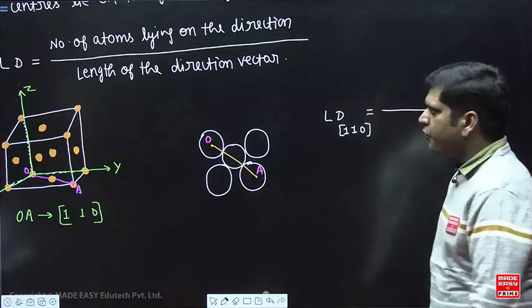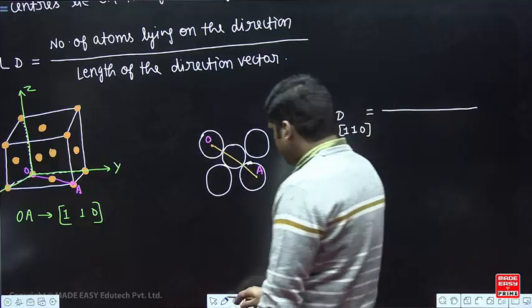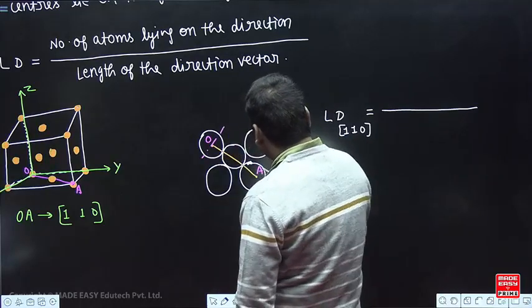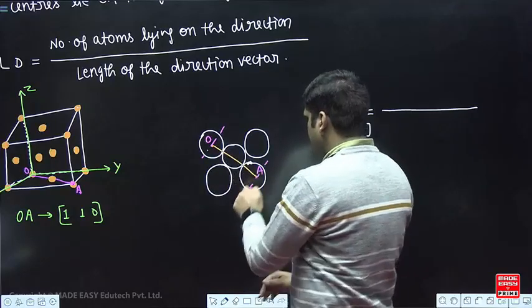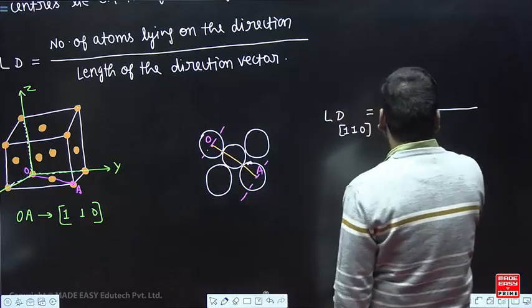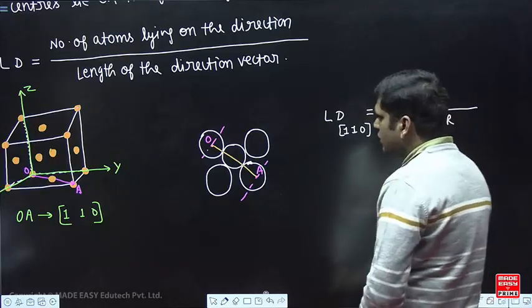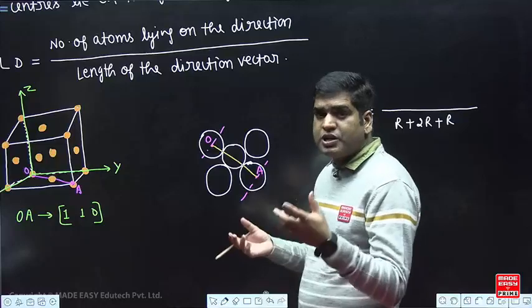First of all, find out the length of the vector, otherwise you will commit a mistake. So what is the length of the vector? You are starting from this point and ending at this point. So R, 2R and R. So the length of the vector is 4R. On this length, how many atoms are centered? How many atoms are located?